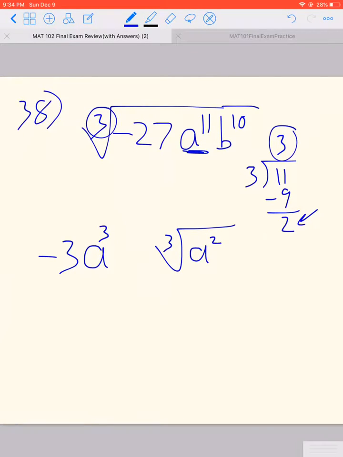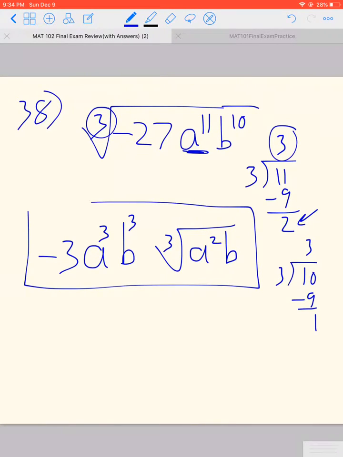Similarly, let's handle the b part. I can divide the index into the exponent. 3 will go into 10 3 times with a remainder of 1. So 3 powers of b can come to the outside, and 1 power of b, or b to the first, will remain on the inside. So that's our final answer. This reduces to negative 3a cubed b cubed times the cube root of a squared b.